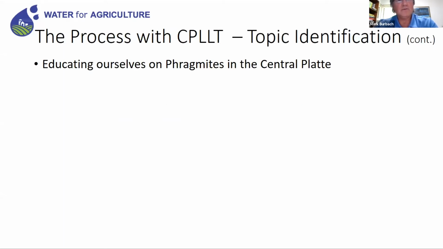And then we realized that we need to educate ourselves a little bit about Phragmites in the Central Platte. So this is where we had a little bit of a transition on our local leadership team and added some additional people that had some experience with Phragmites, and also had some people come visit our meetings to educate us a little bit. When I say us, I mean the local leadership team, as well as our project administrators, myself and others, about this.